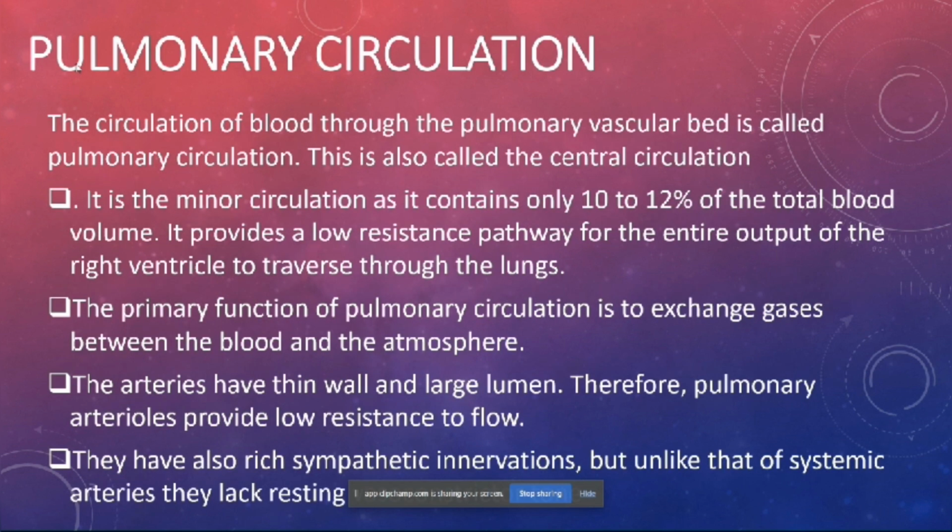Now we will see the pulmonary circulation. So the question is, what is pulmonary circulation? The circulation of blood through the pulmonary vascular bed is called pulmonary circulation. This is also called the central circulation, and it is the minor circulation as it contains only 10 to 12% of the total blood volume. It provides a low resistance pathway for the entire output of the right ventricle to traverse through the lungs.